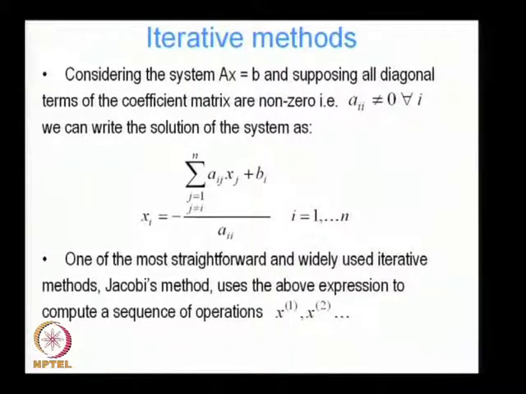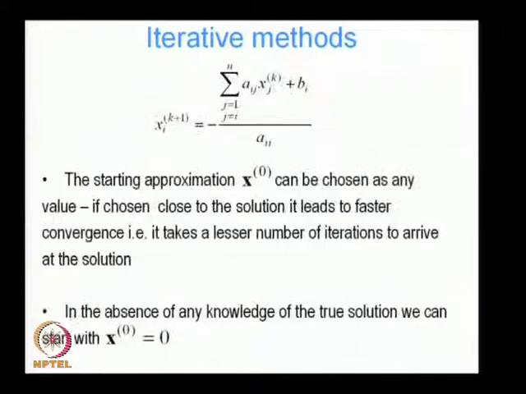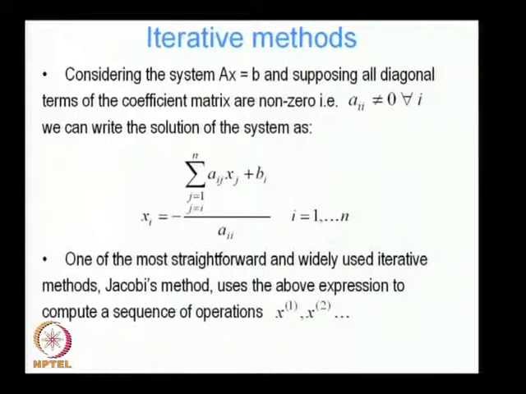So, what does it do? Well, it starts with a particular assumption, and then it keeps on improving the solution. It starts with an assumption for the initial values of x, x1, x2, x3 up to xn. It starts with an assumption of the initial value, which we denote with a superscript 0.